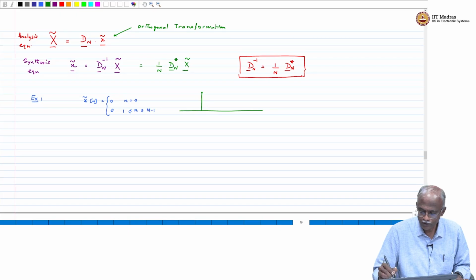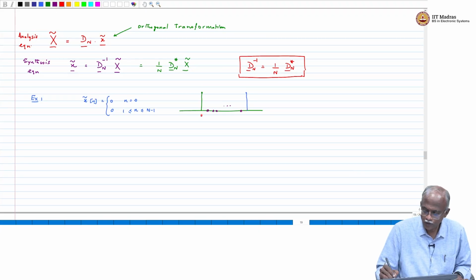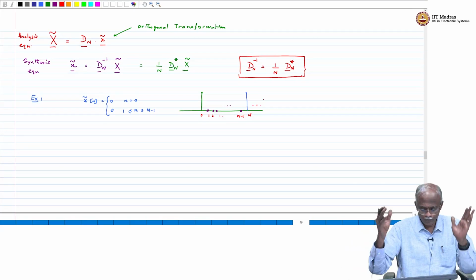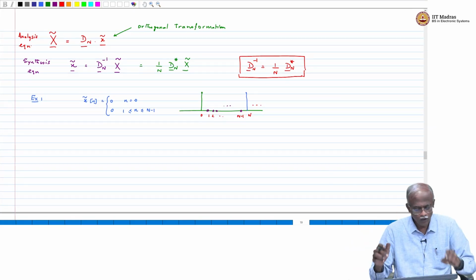So this is n equal to 0, then it has a number of 0 valued samples, and after that you will have the next period. Okay, so this is 0, 1, 2, all the way to n minus 1, then n. Similar basically, and this pattern repeats. So basically it's a periodic sequence with period equal to n, and only one non-zero sample.